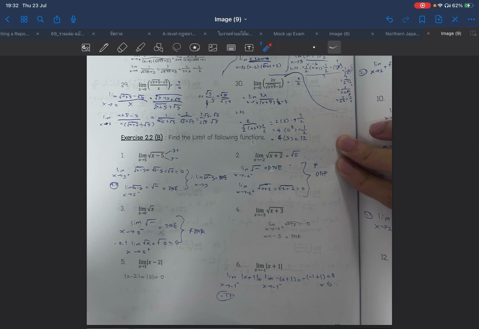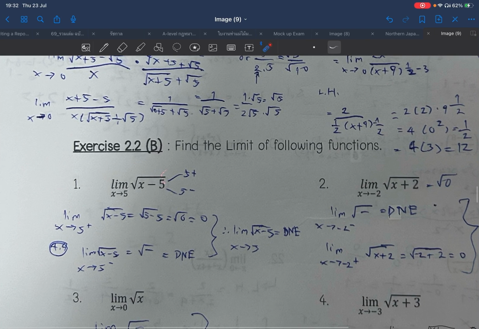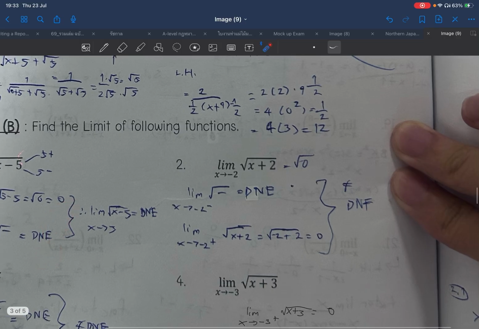Alright, for the exercise 2.2, number 1, the limit of root x minus 5 as x approaches 5. Approaching 5 from the right gives root 5 minus 5 is 0, like this. Approaching 5 from the left gives negative values under the radical, which is undefined, like this. Since the left-hand limit does not exist, the overall limit does not exist as well. Yes, it is not equal.